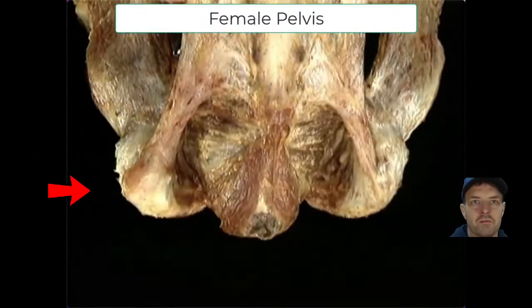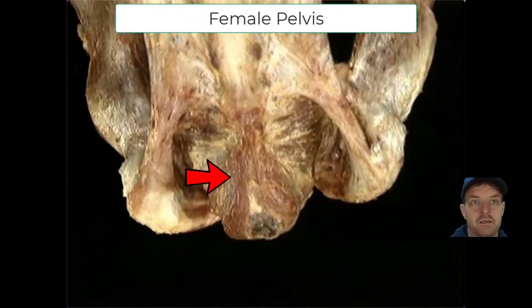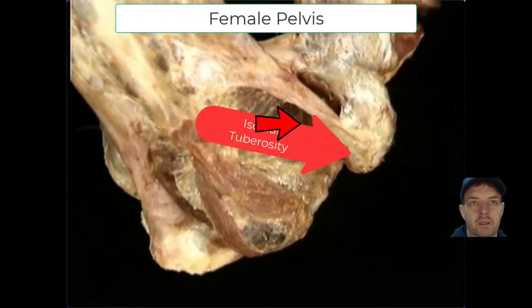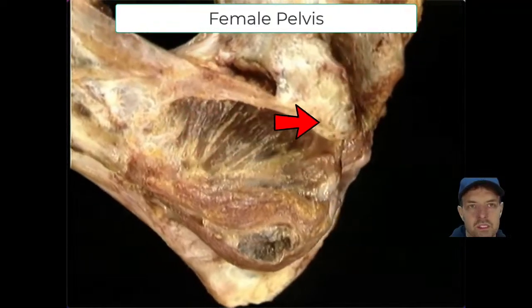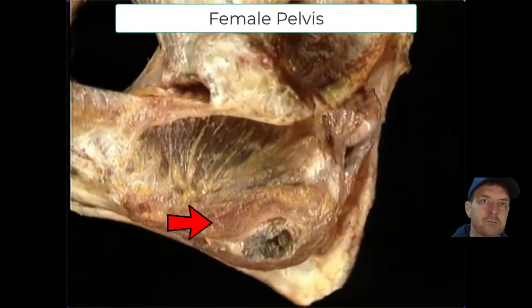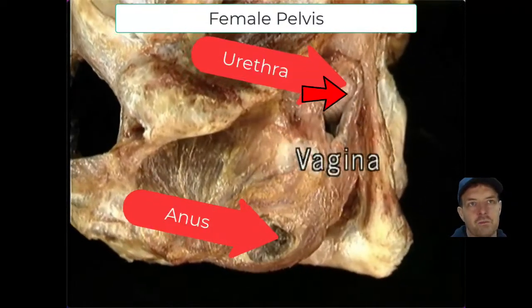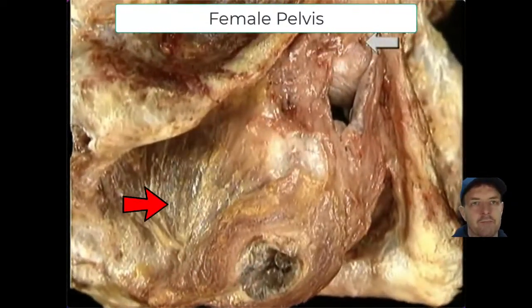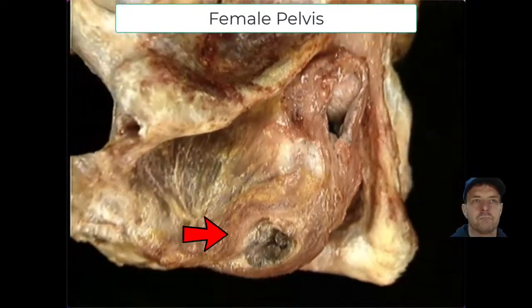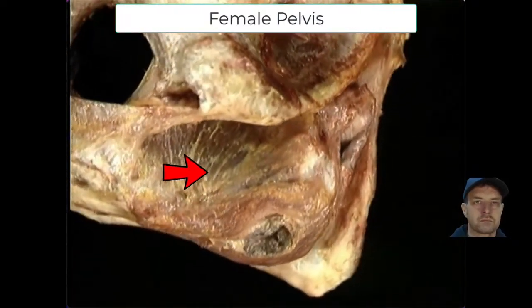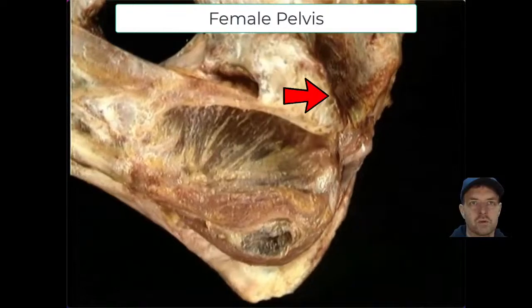And then the female pelvis, obviously a bit wider. Ischial tuberosity just there. There's the anus, levator ani, and then the vagina at the front, with the urethra on top. Ischial tuberosity is just here.